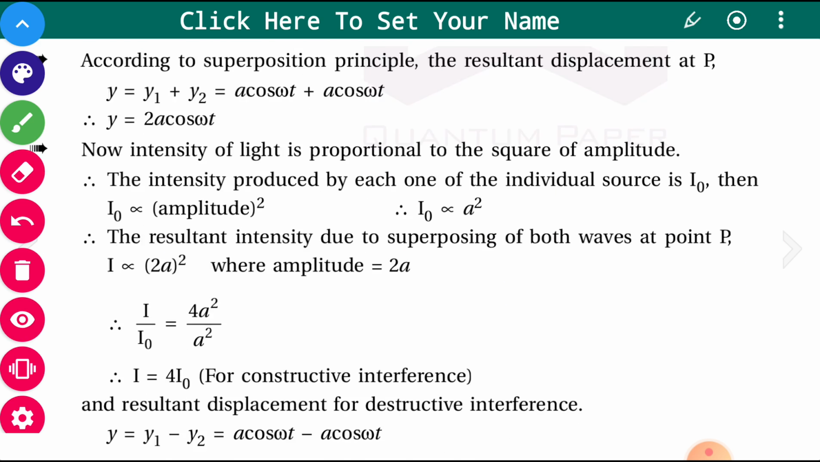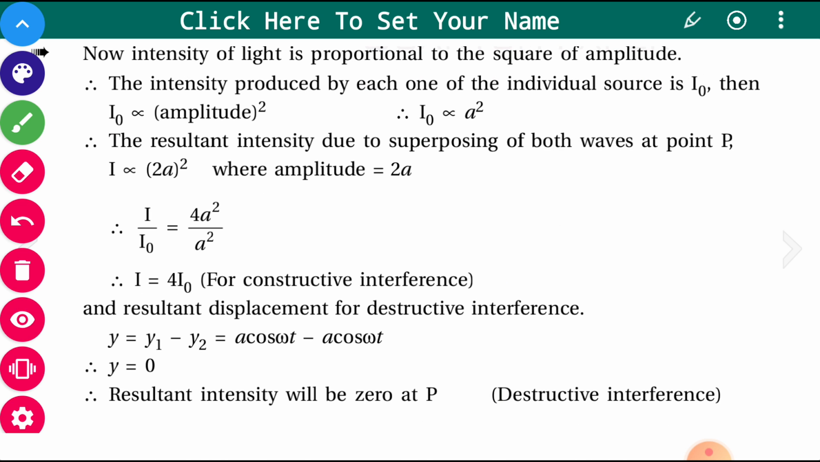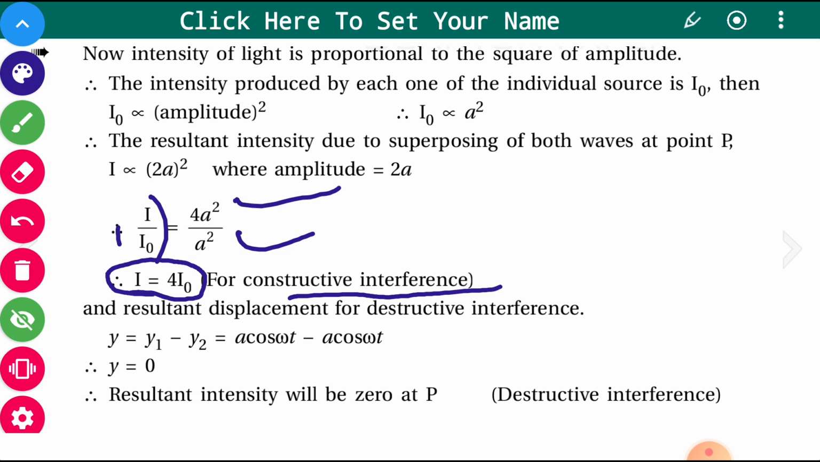Now if you take the ratio of I to I0, I upon I0, it will become 4a square upon a square. Or we can say the new intensity will be 4 times the original intensity, and this is for constructive interference, when crest and crest, trough and trough are superposed.